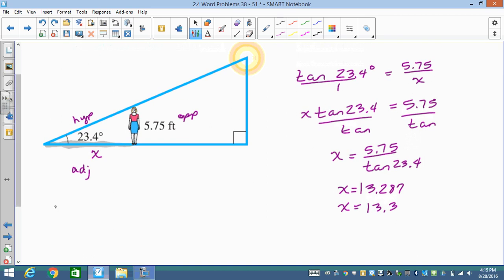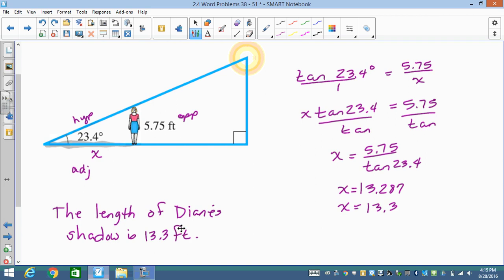So the length of Diane's shadow is 13.3 feet. Okay, and that is that on this one here.